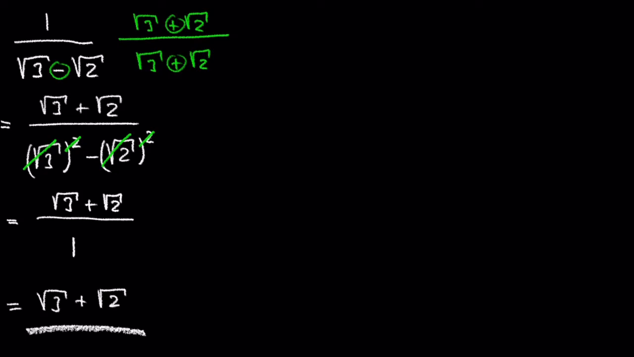What did we learn from the last 2 examples? It doesn't matter if you have a sum of a root and a number, or the sum of 2 roots in the denominator. In both cases, it works to multiply with the conjugate of the denominator to make the denominator rational.